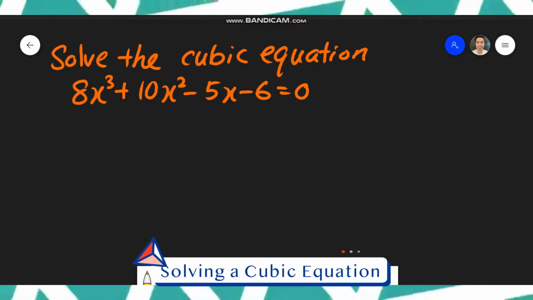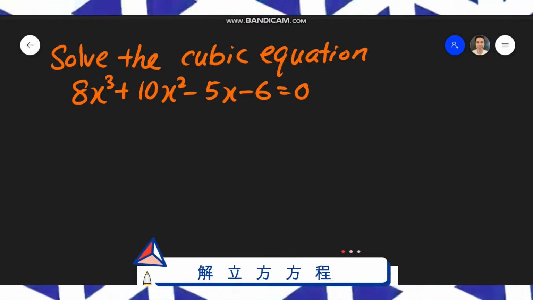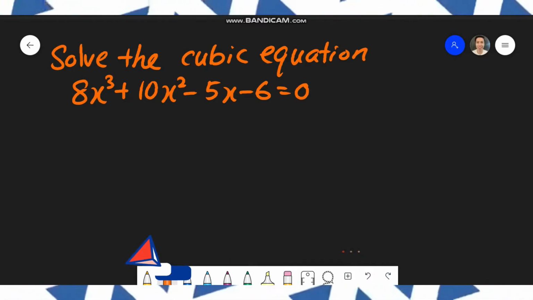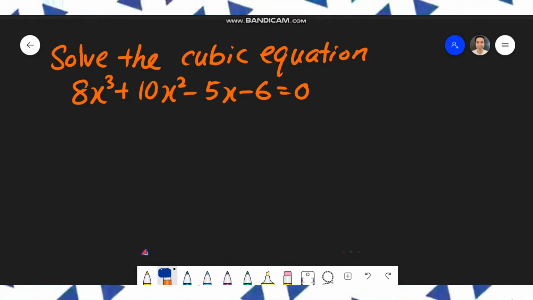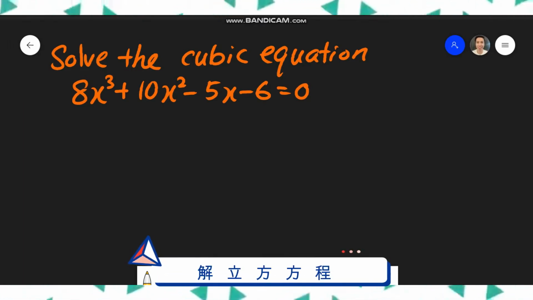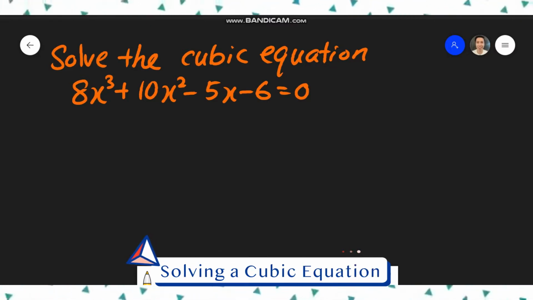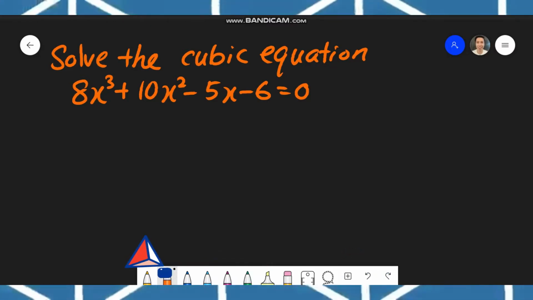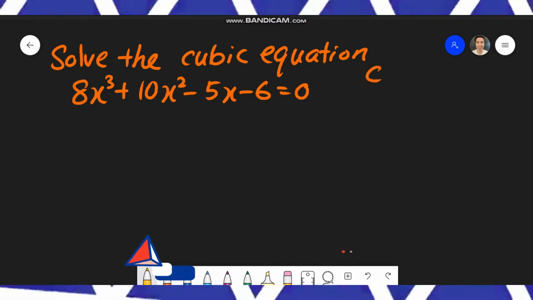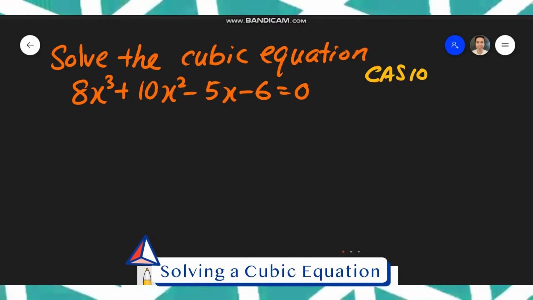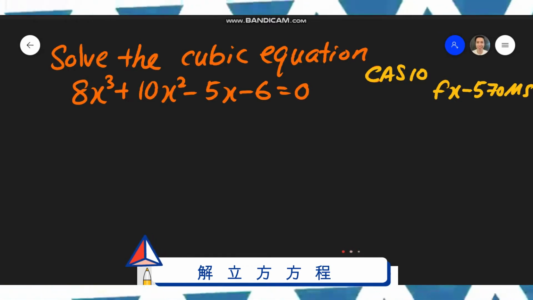Before we start to tackle this question, we can actually use the calculator to get the answers first, to have some rough idea of what the answers are going to be. If your final answer is the same as the calculator's answer, then your answer is correct. So let's get started now. Based on the calculator model, we have the Casio model FX570MX. First of all, you can press mode.